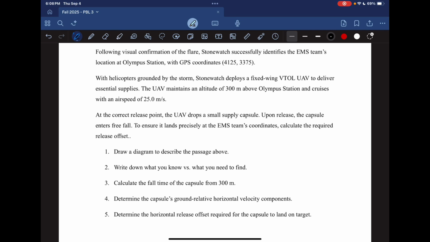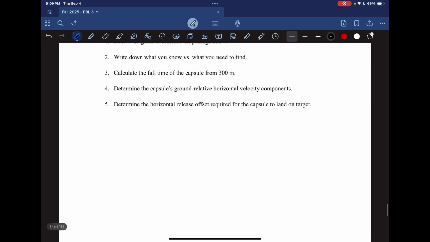All right, for this last problem, we have that Stonewatch has identified the location at Olympus Station. We have their GPS coordinates in X and Y, and they're going to deploy a UAV to deliver supplies to them. It has an altitude of 300 meters above Olympus Station. It cruises with an airspeed of 25 meters per second. And then it wants us to draw a diagram, write down what we know and what we need to find, calculate fall time, and do a few other things.